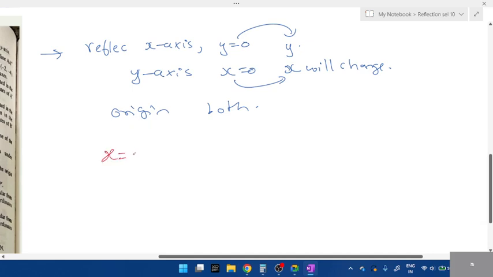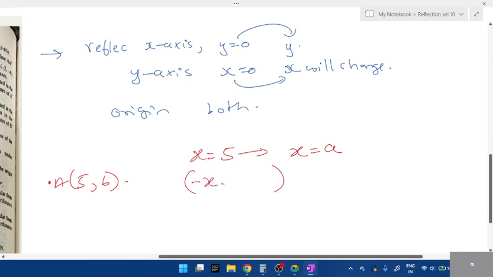So x is equal to 5. If x is given as 5, okay, take this, assume this as a, fine. Then they'll give you an object, the actual point value a, 5 comma 6. So whenever the x value is given, the formula is: if x is given, minus x plus 2a comma y. Okay, y will not change because the x value is given.